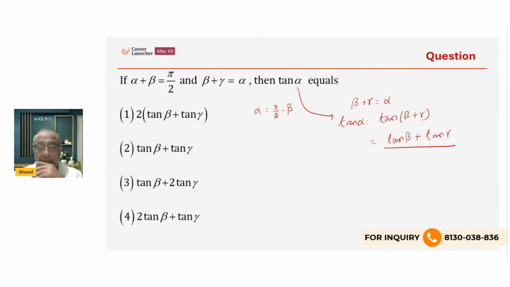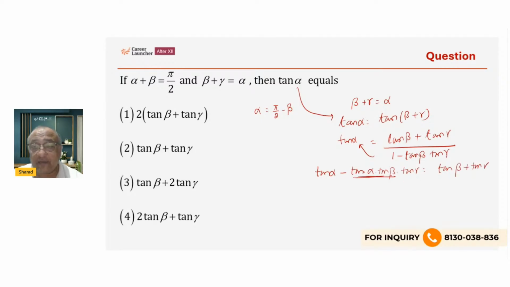Which is okay. It is there in all the four options. 1 minus tan beta tan gamma. Don't worry. Multiply this with tan alpha. We'll get tan alpha. Multiplied, so tan alpha into 1 will be tan alpha, and this will be tan alpha tan beta tan gamma. Wonderful. I am close to the solution, but not so much.